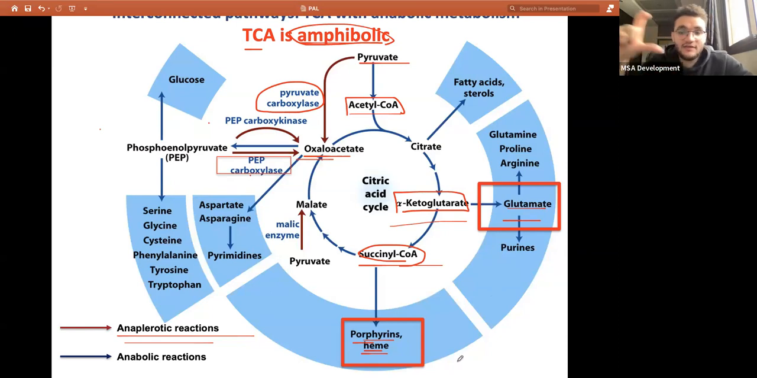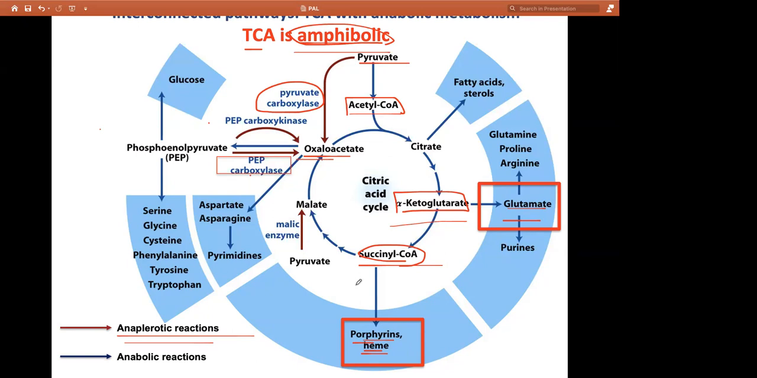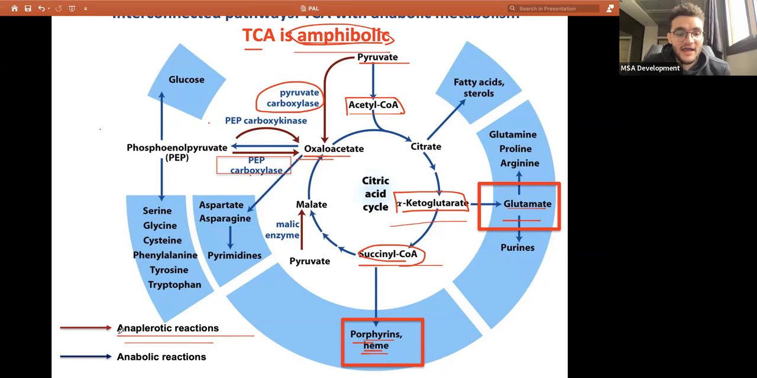It's catabolic because the whole point of the TCA cycle is to break things down. So it's not only catabolic, it's also anabolic, and when a cycle is both, we refer to it as amphibolic. Makes sense? Yes. All right, and as I said, what is an anaplerotic reaction?